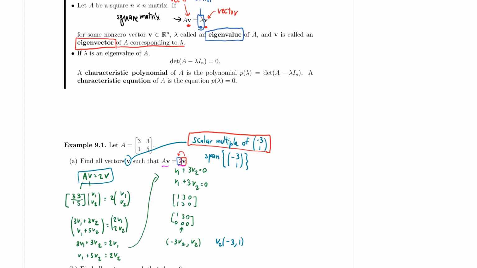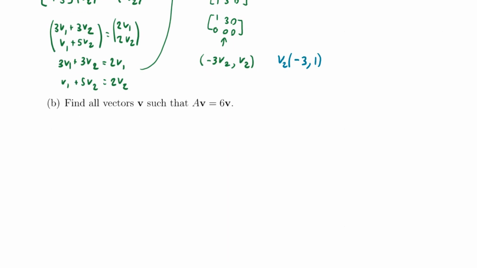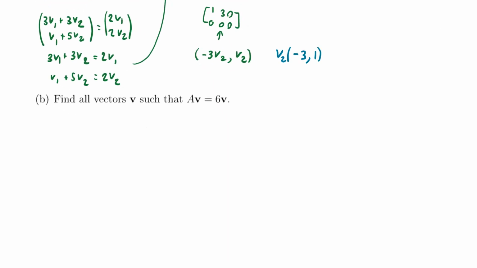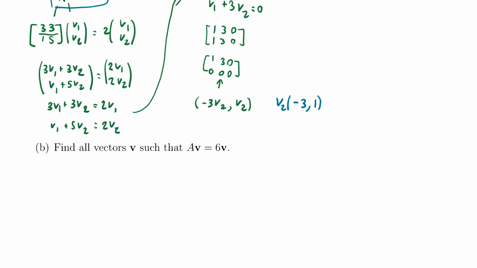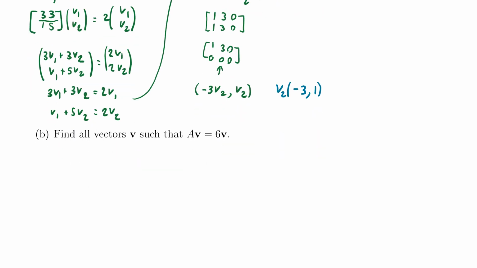So let me now move on to the next example here. I'd like to find all vectors v such that A times v equals 6v. Okay, I can actually kind of do the same thing. I can just set my A times v1 v2 equal to 6 times v1 v2. But let me actually do a little different approach here. I need to have A times V equal to 6V. Let's see.